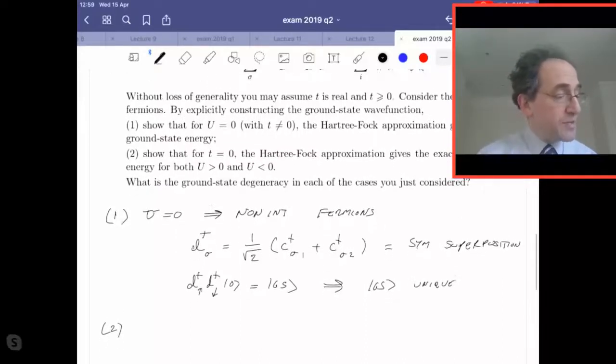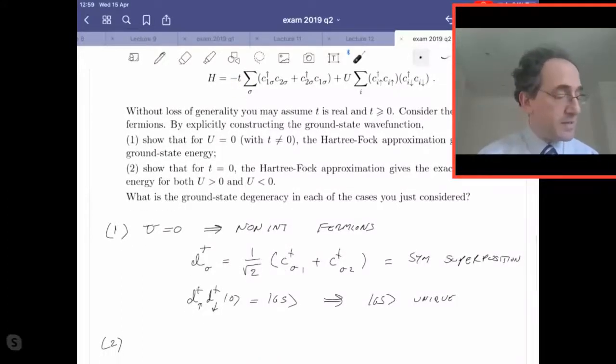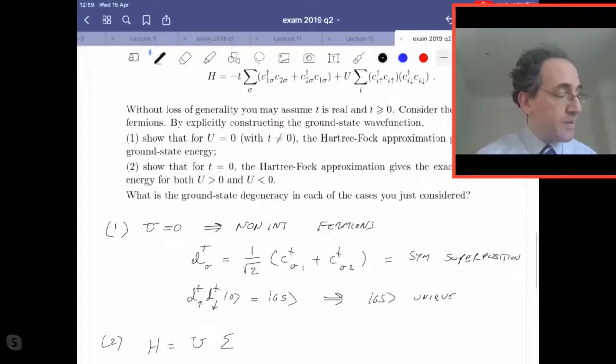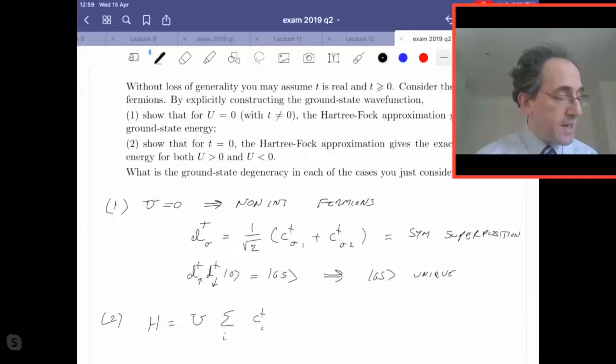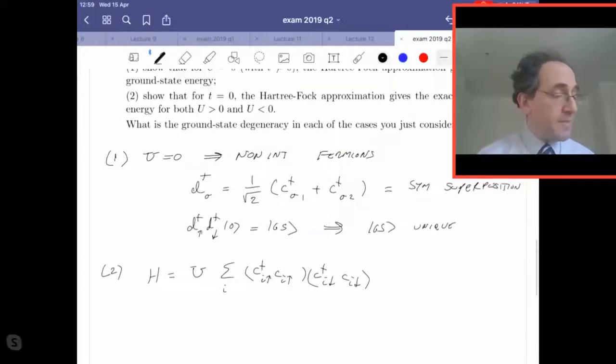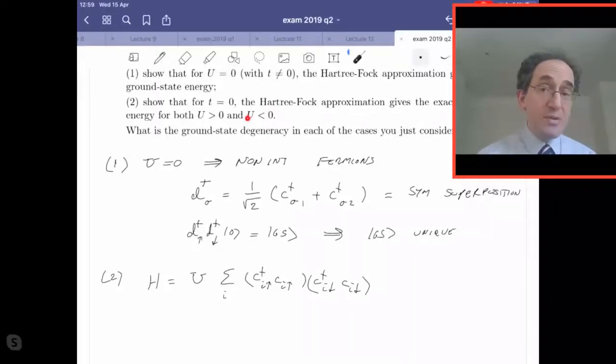So let me rewrite the Hamiltonian here, because when we set T to 0, to make our life easy, it's U times the sum over both sites i, c dagger i up, c i up, c dagger i down, c i down, and no hopping between sites at all, which simplifies the problem enormously. Which one do you think is easier to consider? Actually, maybe U less than 0 is easier to consider first.